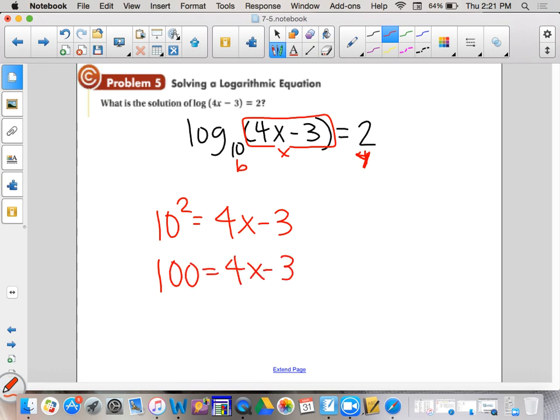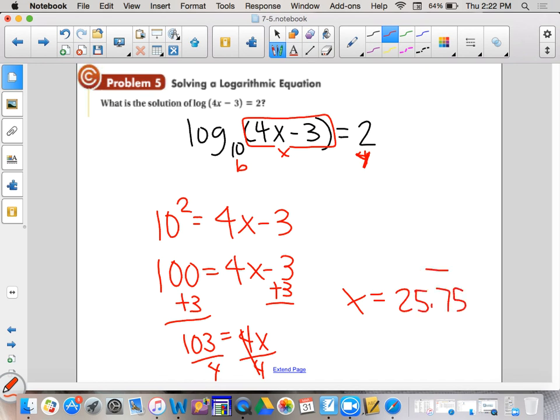Now I'm just solving for x. This is just a simple two-step equation. Move 3 over. You get 103 equals 4x. Divide by 4. What's x equal? 25.75.